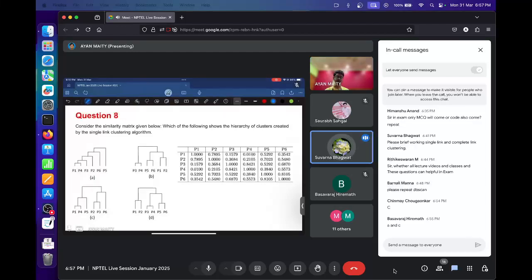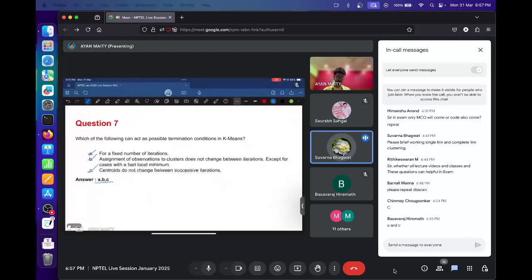Sir, how will we come to know that the assignment of observations to clusters is not getting changed per iteration? What is the procedure to know that? You have to track the cluster assignment for every point, isn't it? So you have n data points. For every data point, you have to track which cluster it belongs to. You have to keep track of that during the algorithm. Is there any standard function for it?